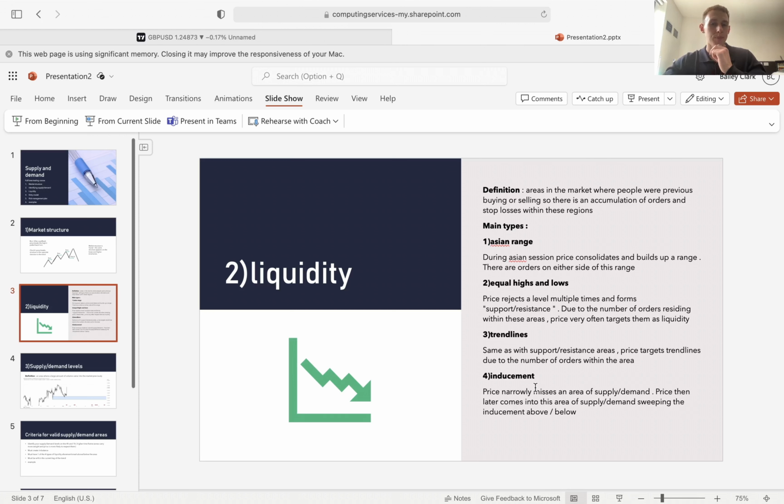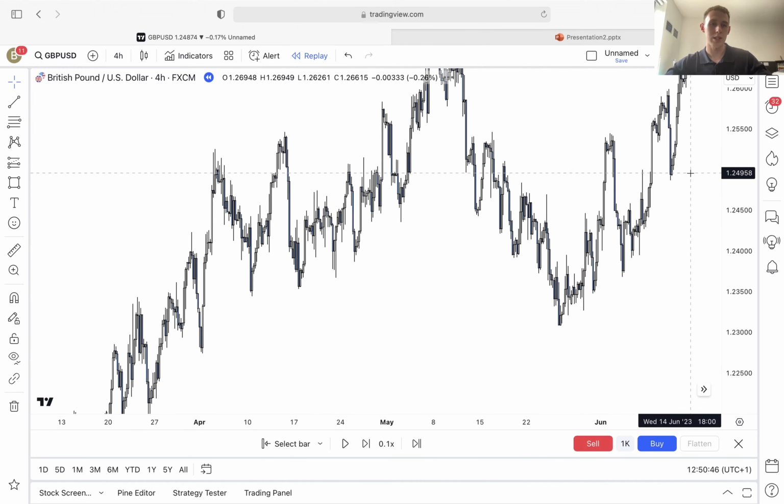The last type is a bit more of an esoteric type of liquidity, which I see fewer people using, and it is this idea of an inducement, which, if we go over the definition first of all, is when price narrowly misses an area of supply or demand, and then price will then at a later date come back into that area, sweeping the inducement above or below it.